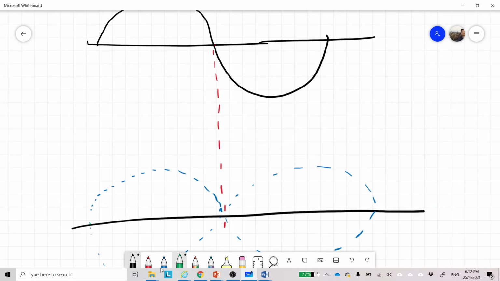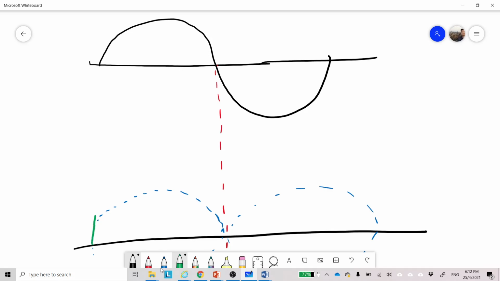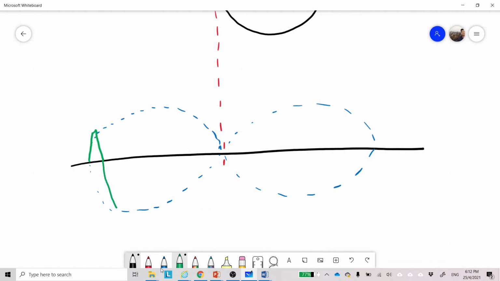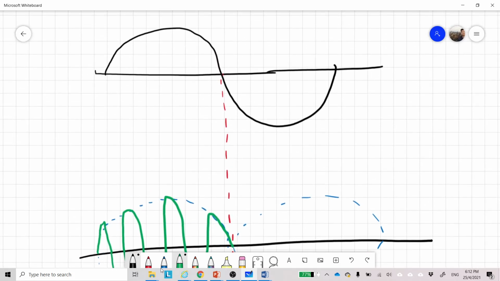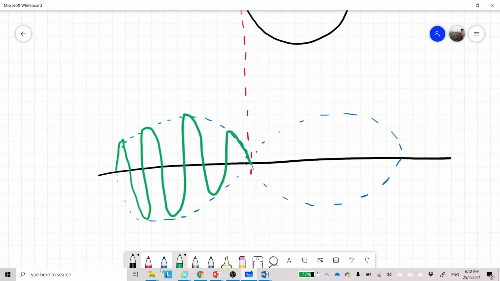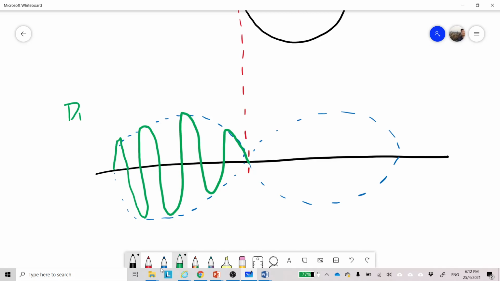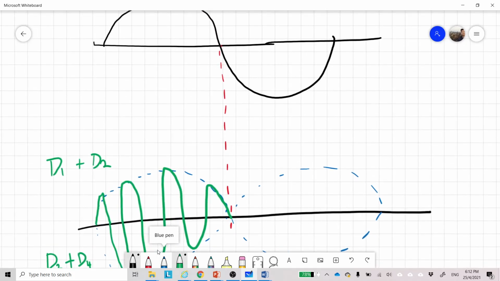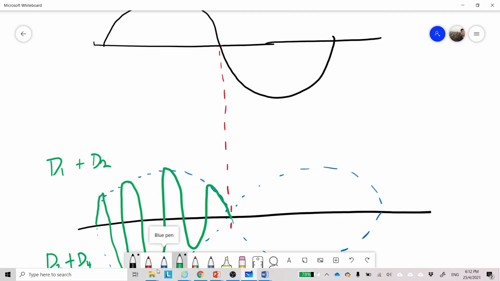So during the positive cycle of the carrier, you're going to see it like this. Then the negative cycle of the carrier, then positive, negative, positive, negative, positive, negative. At this point, above here D1 and D2 switch on, and below here D3 and D4 will switch on.